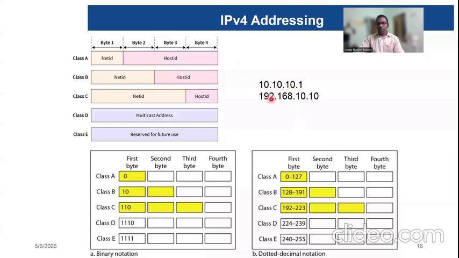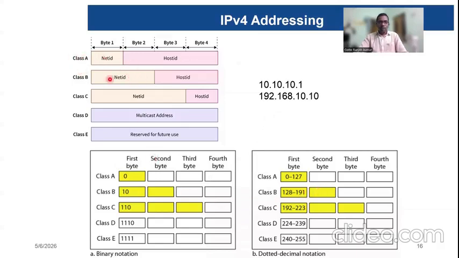Similarly, if the same IP address is represented in binary, if the first bit is 0, it is class A; if the first two bits are 10, class B; and if the first three bits are 110, class C. Likewise, if it is represented in binary, we can use these values to identify the class of that address. If it is represented in decimal, we can use the ranges to identify which class it belongs to. In this way, we can identify whether the given number is a class A, class B, or class C address.